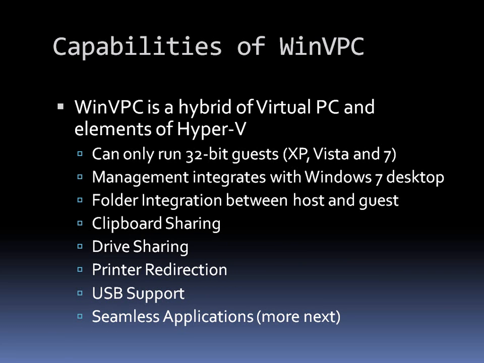WinVPC is really a hybrid of Virtual PC, and it's got some elements of Hyper-V. It mainly is built on Virtual PC. Specifically, the Hyper-V bit is a minimal set of the Hyper-V bus for USB devices. Now, I can only run 32-bit guests. The supported guests really are XP, Vista, and 7. But at the end of the day, it will run other things. Like I say, I tried to go all the way back to DOS 6.2 and Windows for Workgroups, and it worked. So whereas Hyper-V wouldn't run Windows for Workgroups, this does. But it is only 32-bit guests.